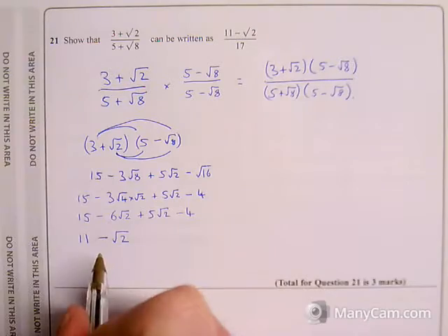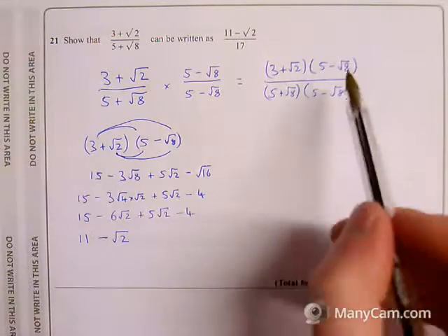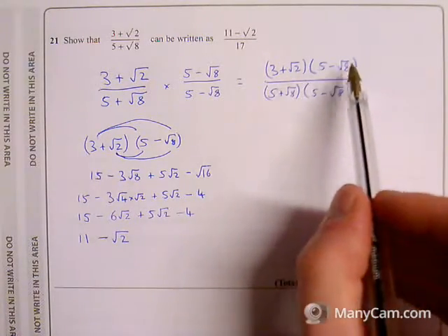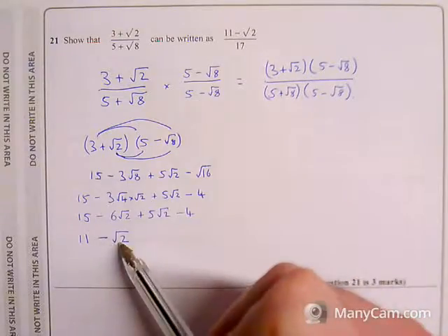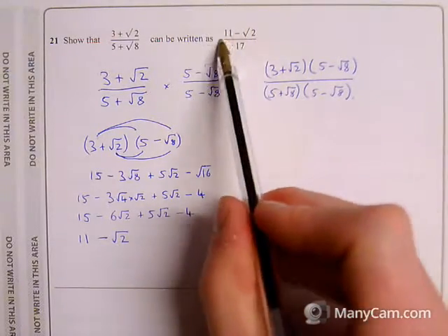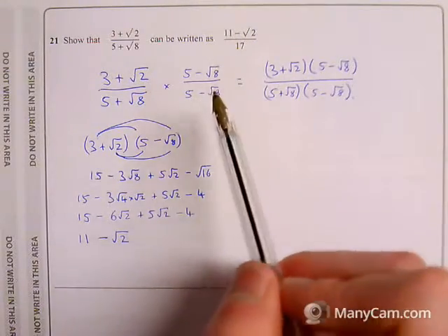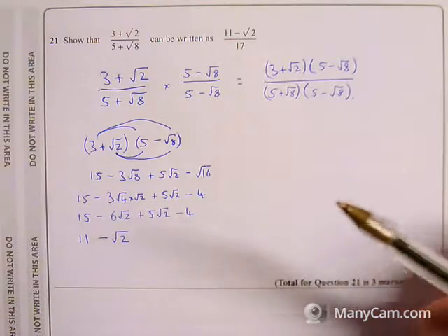So that was a long method to show you the expansion of the top of that fraction, and at the moment 11 minus root 2, 11 minus root 2, the top of our fractions end up being the same, so we're along the right lines at the moment.